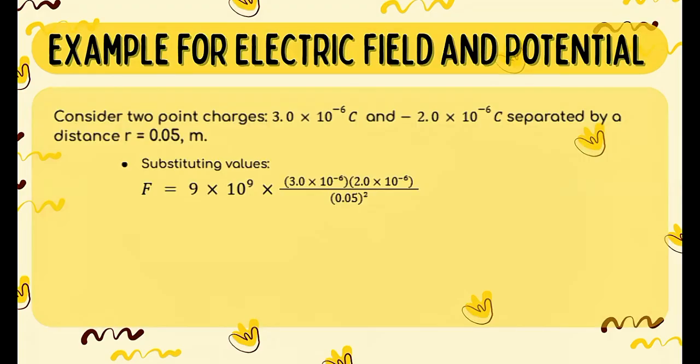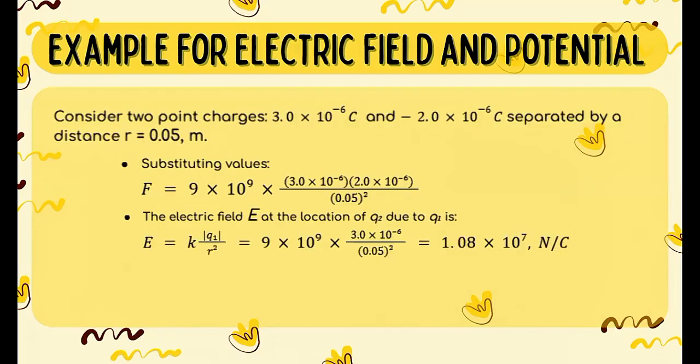We'll start with Coulomb's law, which states F equals K times the absolute value of Q sub 1 times Q sub 2 divided by R squared, where K is 8.99 times 10 to the 9th newton meter squared per coulomb squared. Substituting the values, F equals 8.99 times 10 to the 9th multiplied by 3.0 times 10 to the negative 6 multiplied by 2.0 times 10 to the negative 6 divided by 0.05 squared. This will give us the electric force between the charges. Step 2.